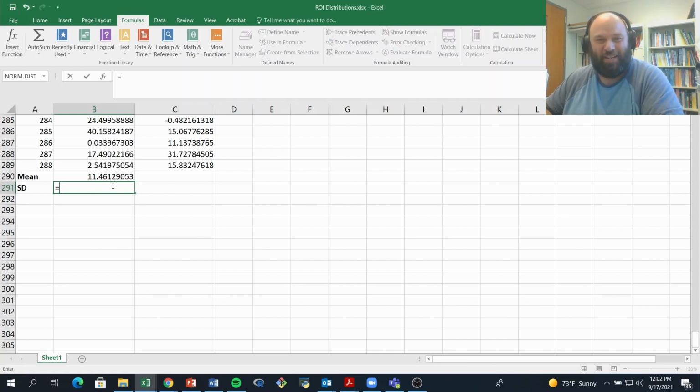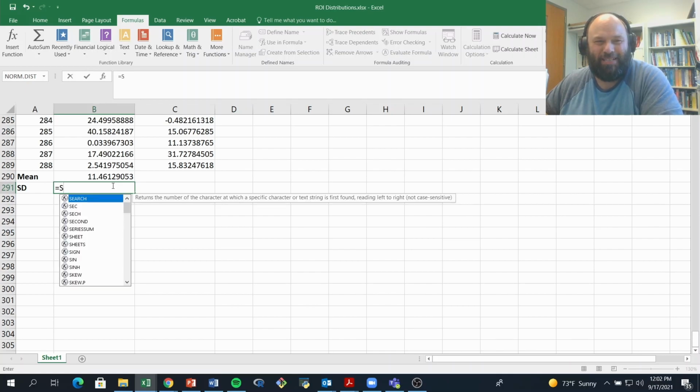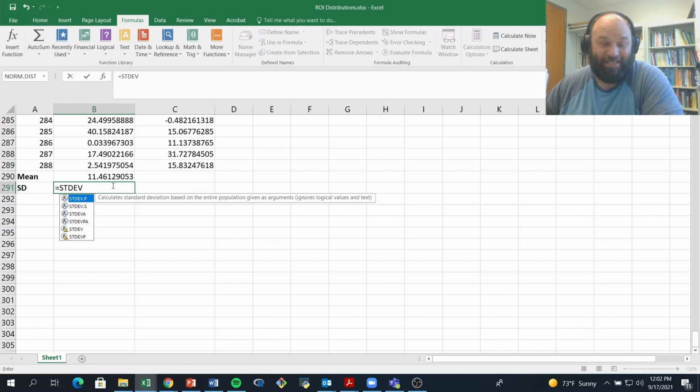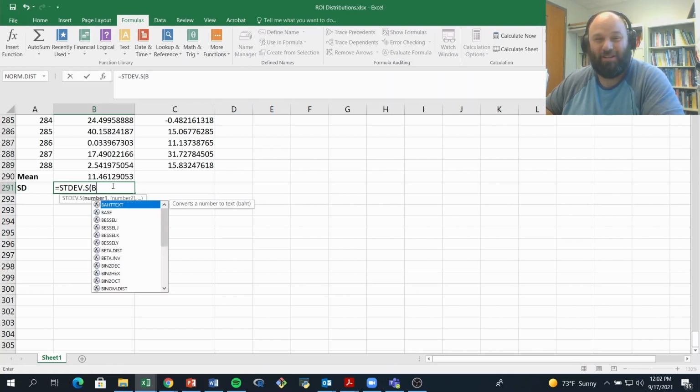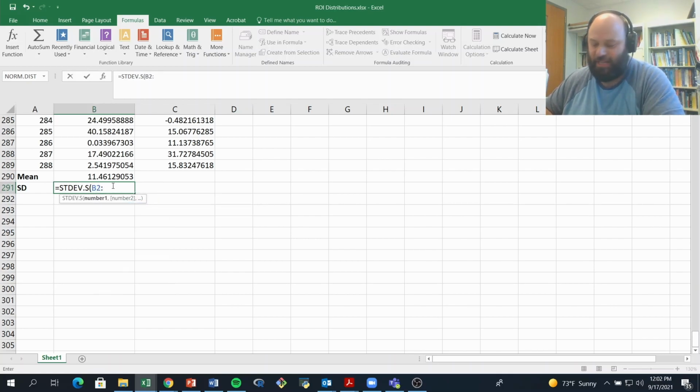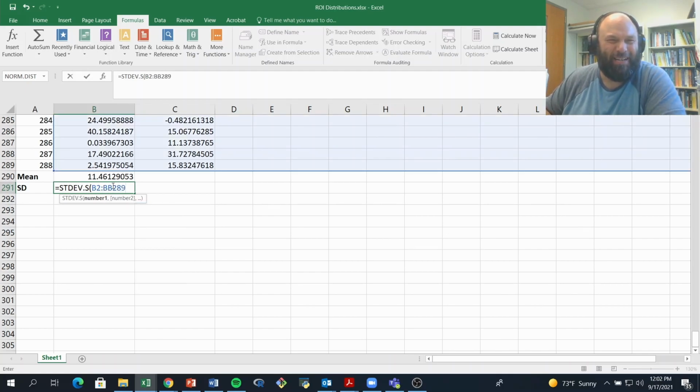And now let's do the standard deviation. So here's how you get Excel to calculate standard deviation. You type STDEV, and there's a .P and .S. These are samples, so we use .S. That's what we're talking about as a sample standard deviation. So we type in, otherwise it's exactly the same, B2 through B289. We don't want to include the mean.